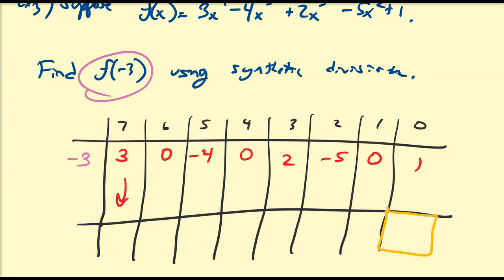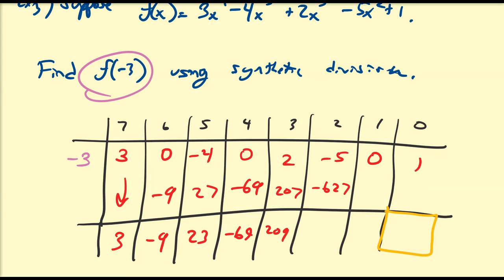Alright, let's begin. 3 comes down. 3 times minus 3 is minus 9, plus 0 is minus 9. Negative 9 times negative 3 is positive 27, and 27 minus 4 gives us 23. 23 times minus 3 gives us minus 69. Added to 0 doesn't really add anything at all. Minus 69 times minus 3, so now our numbers start to become big. That's going to be 207 plus 2 is 209. 209 times minus 3 is minus 627, plus negative 5 is negative 632.